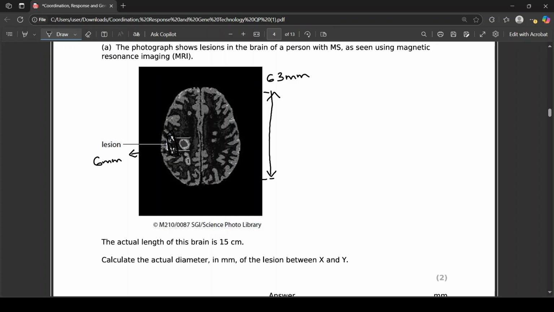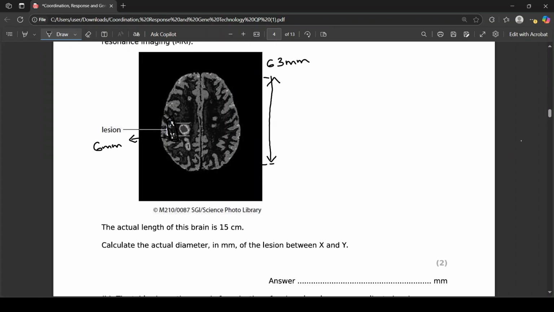Now what does the question ask us? The question asks what is the actual diameter in mm of the lesion between X and Y. We have to answer the actual diameter, not the diameter given in the image but the actual one. So in simpler terms, the lesion appeared to be 6 millimeter apart on the MRI image. How far apart are they in real life in the actual brain? That's what we have to find out in this question.